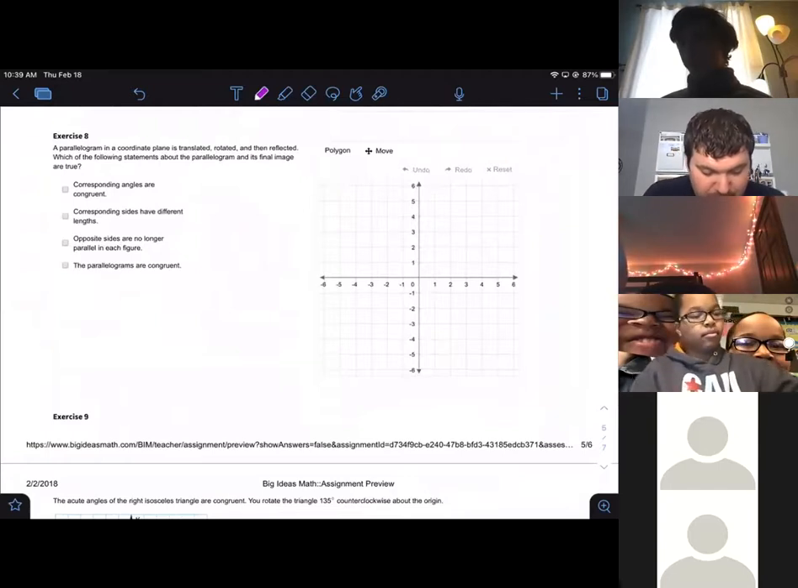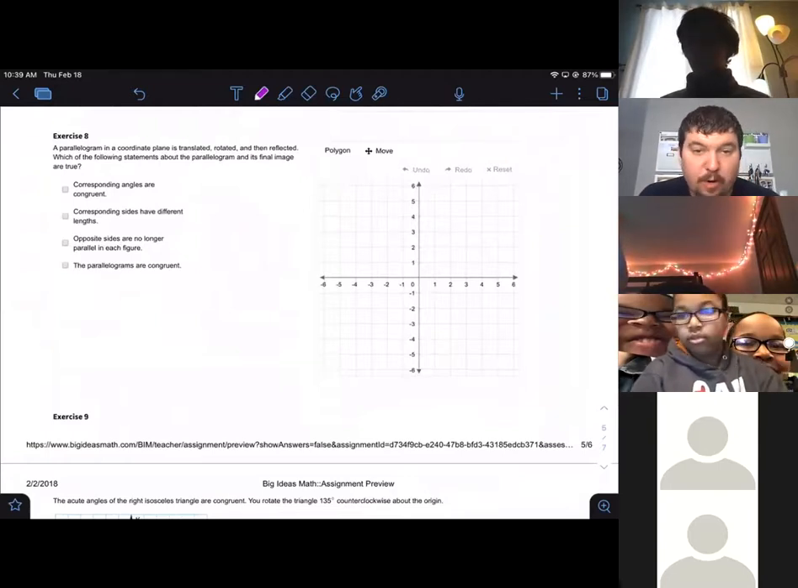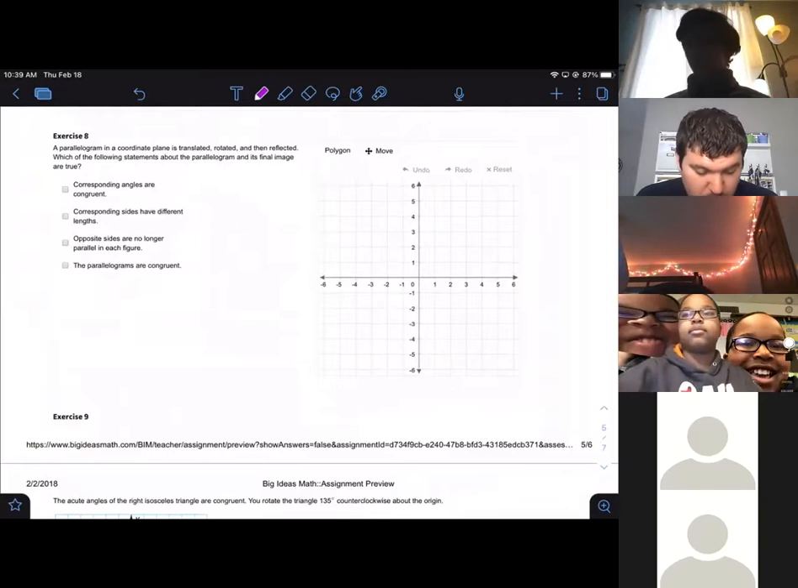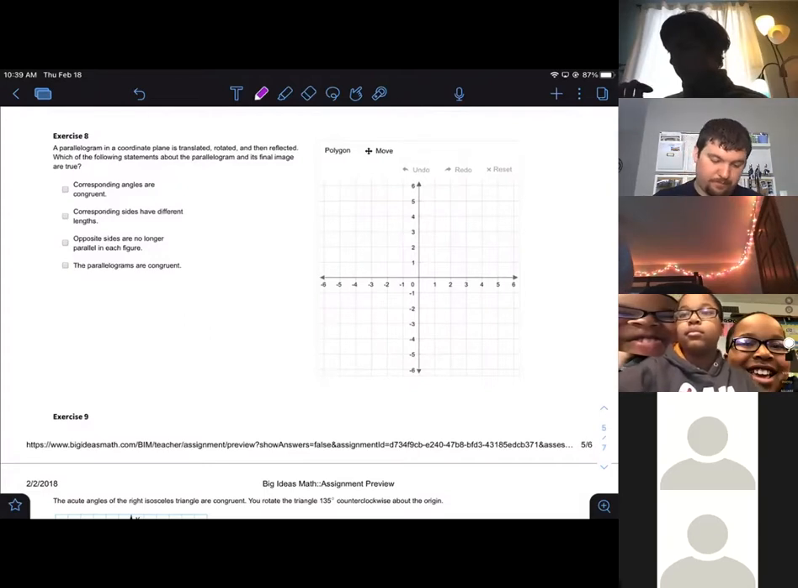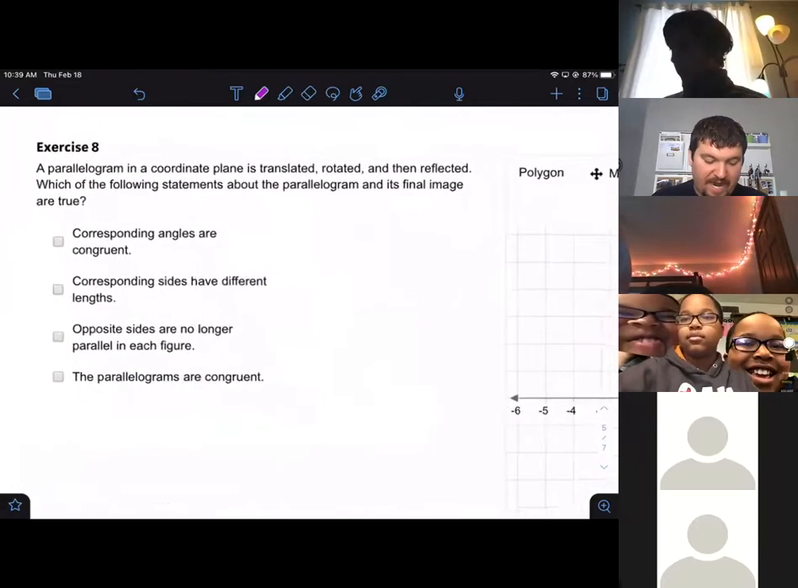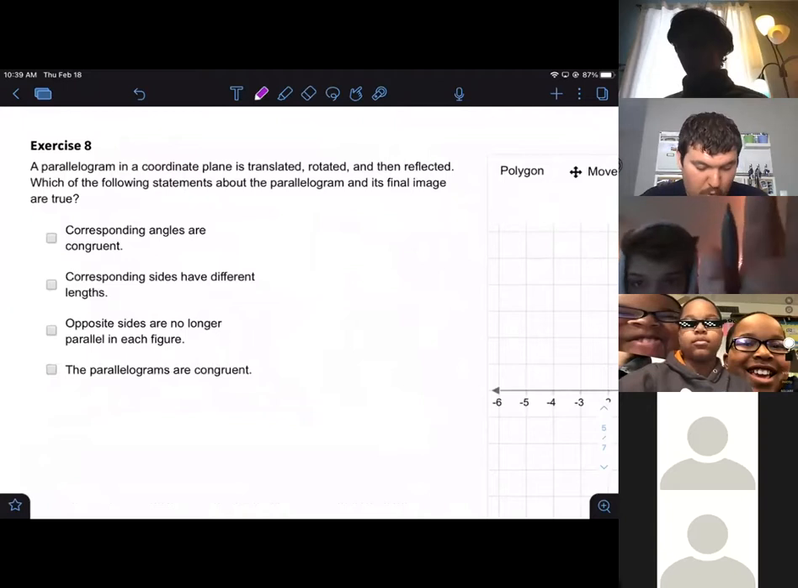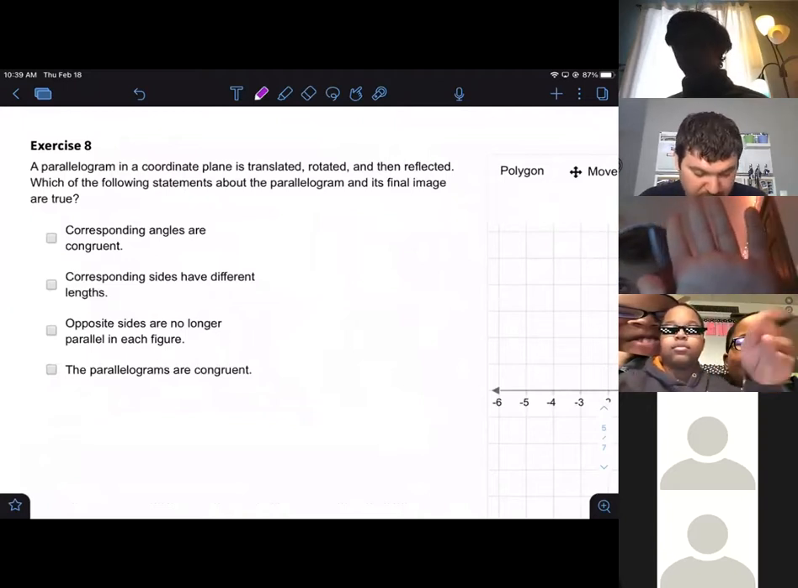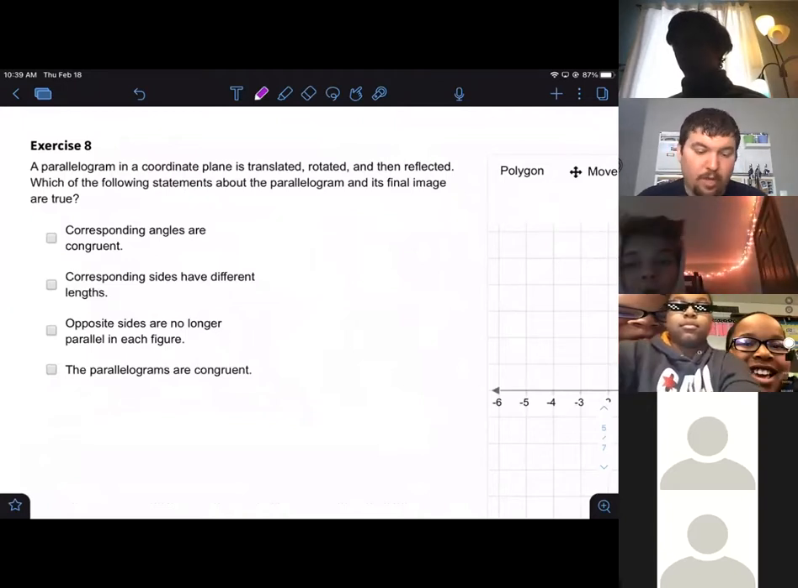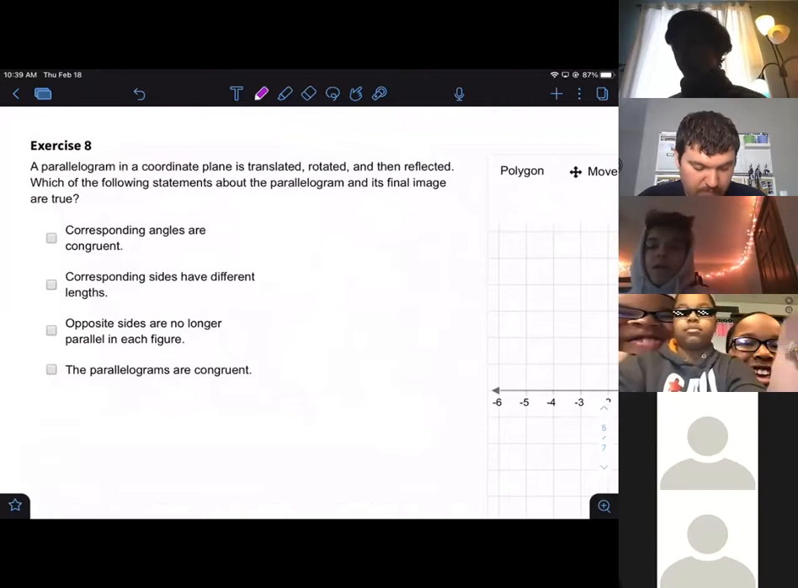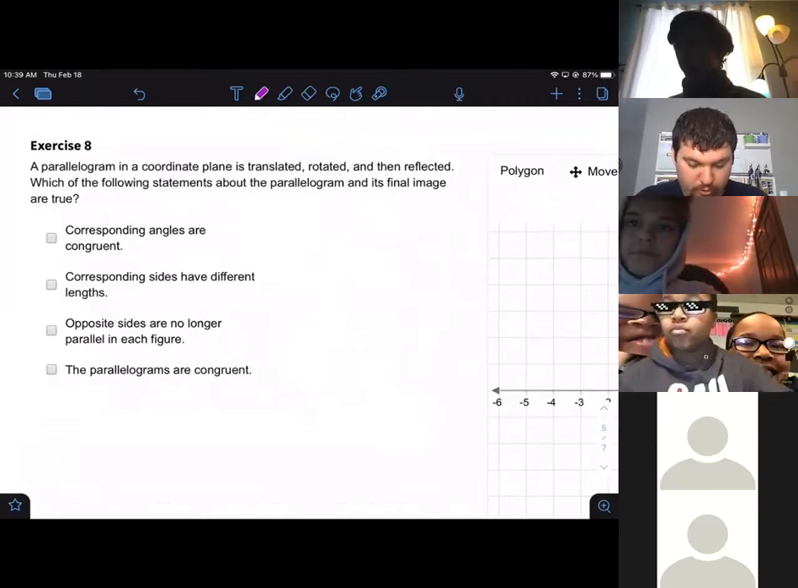A parallelogram in a coordinate plane is translated, rotated, then reflected. Which of the following statements about the parallelogram and its final image is true? Corresponding angles are congruent. Corresponding sides have different lengths. Opposite sides are no longer parallel in each figure, and the parallelograms are congruent.